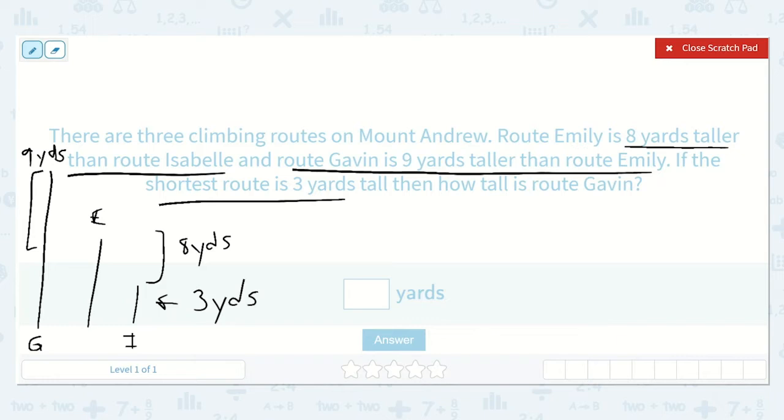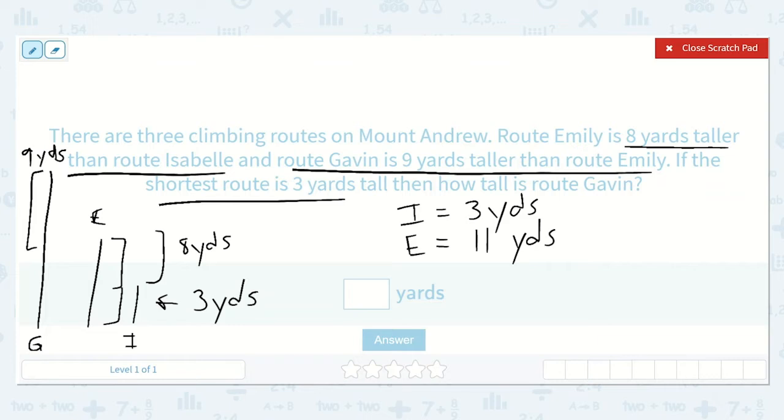We know that Isabel's is 3 yards and Emily is 8 yards taller than Isabel's. So Emily's would be 8 plus 3. And I know 8 plus 3 more is 8, 9, 10, 11. So Emily's is 11 yards. So we know that Isabel is 3 yards. Emily is the 3 plus 8, which was 11 yards.